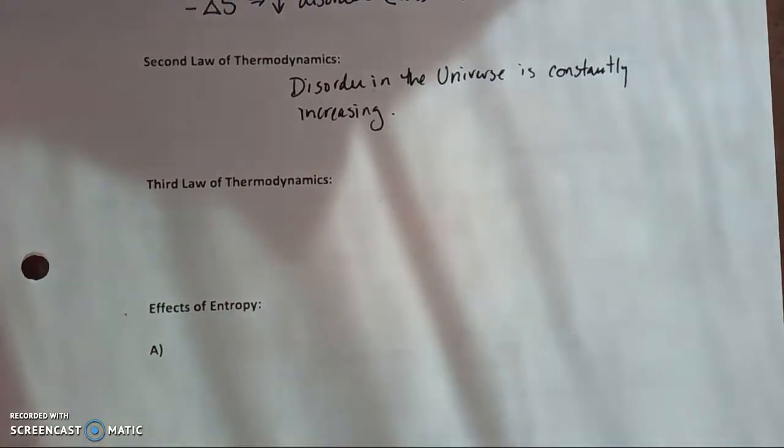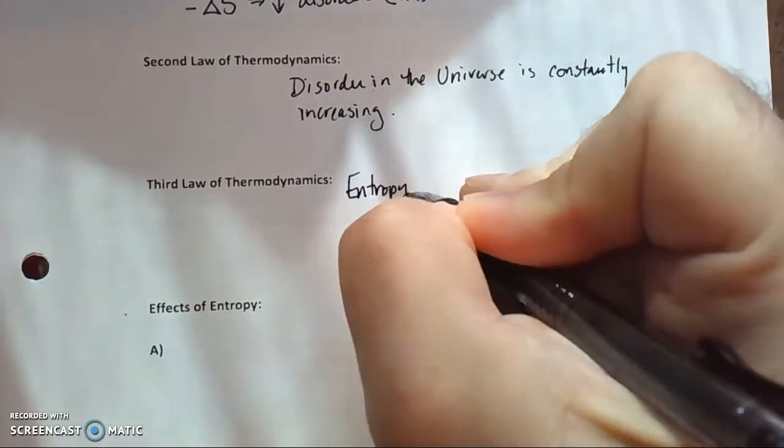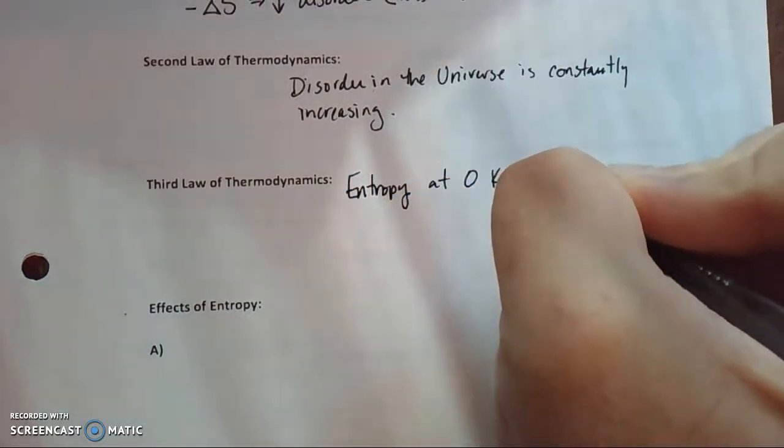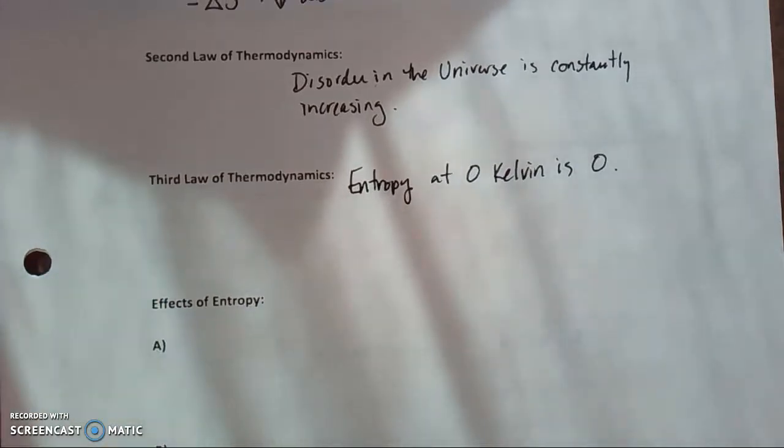The third law deals with absolute zero. And that states that entropy at 0 Kelvin is 0. So what that means is at 0 Kelvin, there is no molecular motion present. So that means that there is theoretically absolutely no entropy or no disorder. Since this is a theoretical state, this basically means that as something gets colder and closer to absolute zero, the amount of entropy it contains is very low. So that can be seen in some of our effects that we're going to go over.